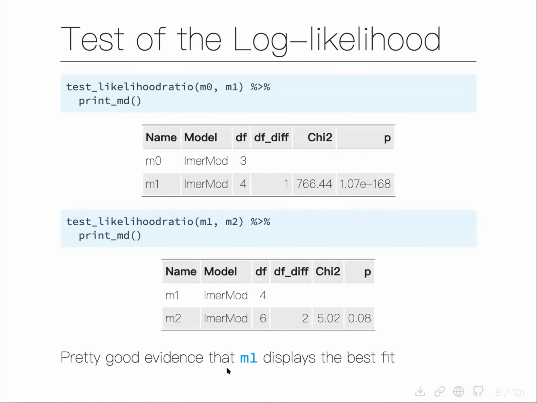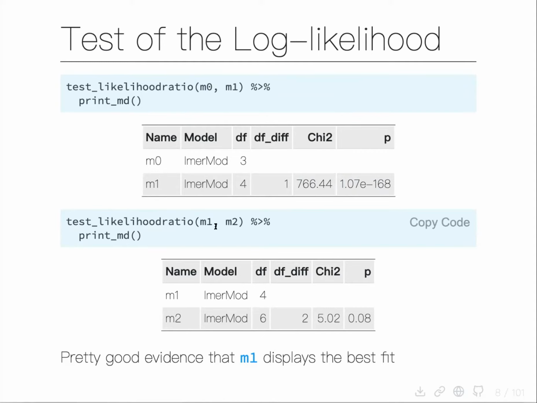okay? Another thing we could do is use a test of the log likelihood. So here I'm comparing model 0 to model 1. You could actually include all 3 models. I always like to just compare 2 at a time because it makes it really clear what you're comparing, all right? So here's M0 to M1. We get this very significant result, huge chi-square value. So basically, this is saying the change in the log likelihood is significant, okay? So that's evidence that M1 is fitting the data better than M0.